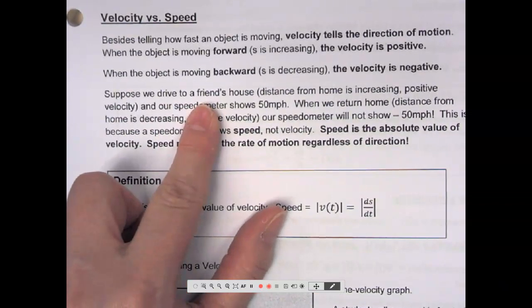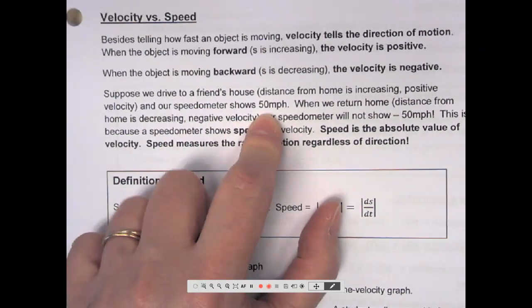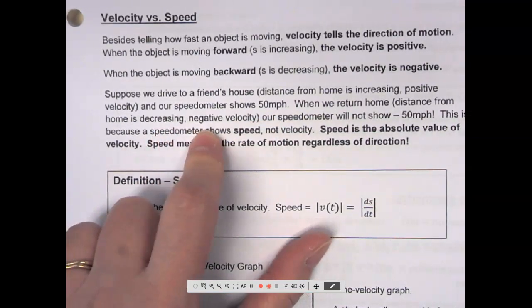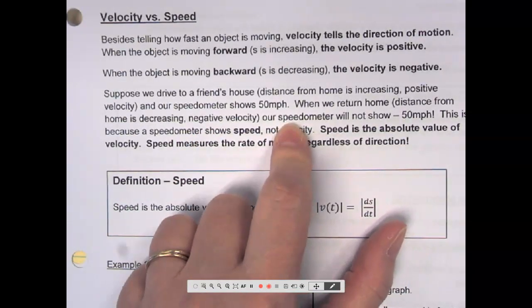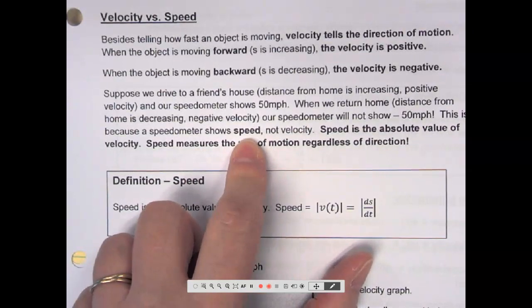Suppose we drive to a friend's house. Distance from home is increasing, positive velocity, and our speedometer shows 50 miles an hour. When we return home, distance from home is decreasing. That is technically negative velocity. But our speedometer will not show negative 50 miles an hour, will it? So the speedometer is showing speed, not velocity.